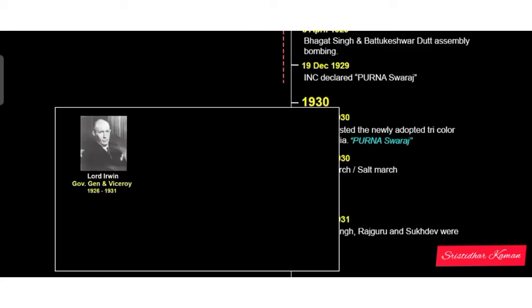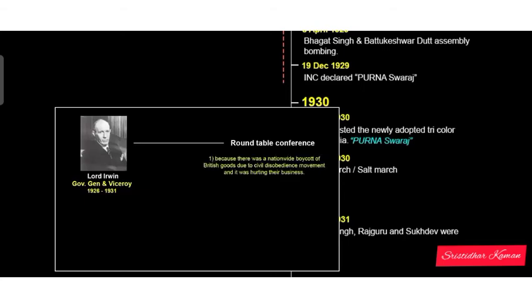Now during this time, the Governor General and Viceroy was Lord Irwin. In July 1930, the Viceroy suggested a roundtable conference. There were three reasons behind it. One, there was a nationwide boycott of British goods due to civil disobedience movement and it was hurting their business. Two, in UK, the Labour government had come to power and there was inadequacy in the Simon Commission's report. And three, Muhammad Ali Jinnah had personally recommended this roundtable conference to Lord Irwin.